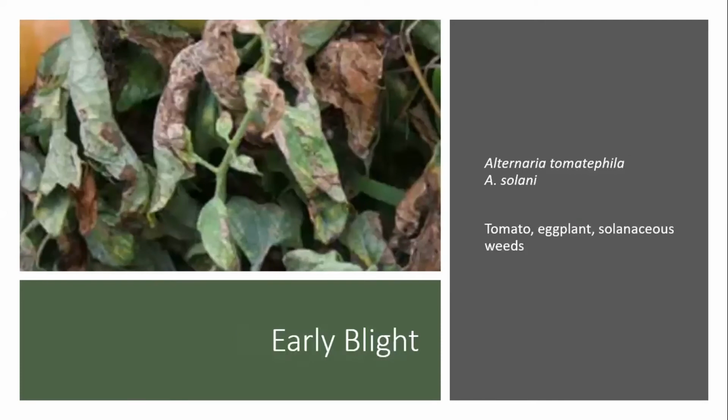Early blight. Early blight in tomato is caused by some different Alternaria species than the Alternaria that we might see in cut flowers. So these are different. Tomato, eggplant, solanaceous weeds. So again, our early blight Alternaria pathogen is not going to affect our cut flowers.